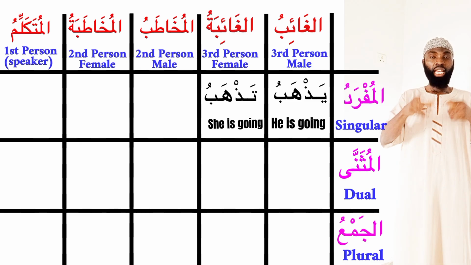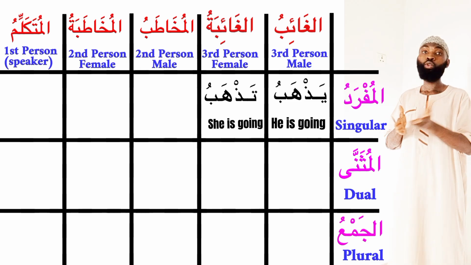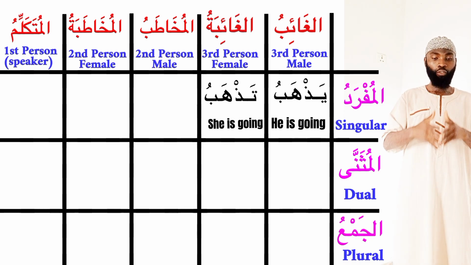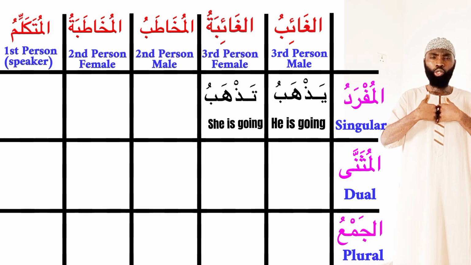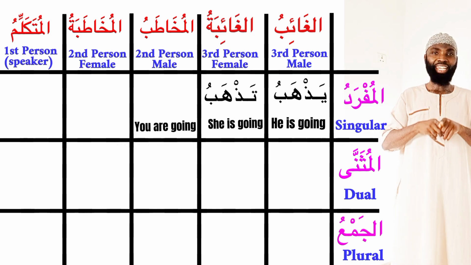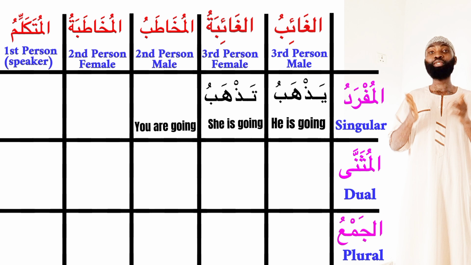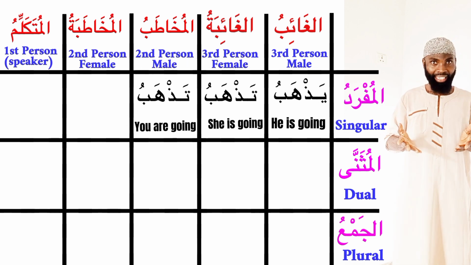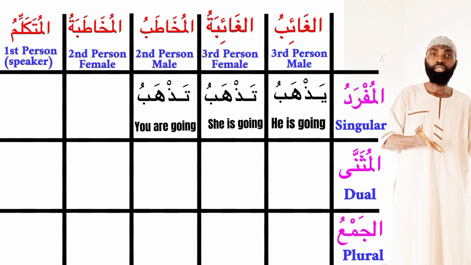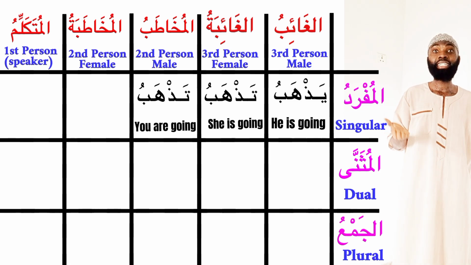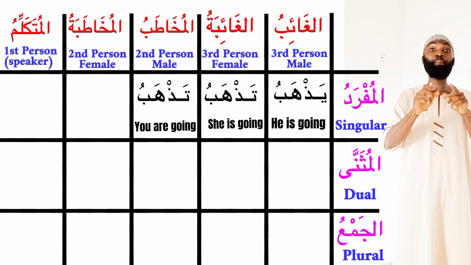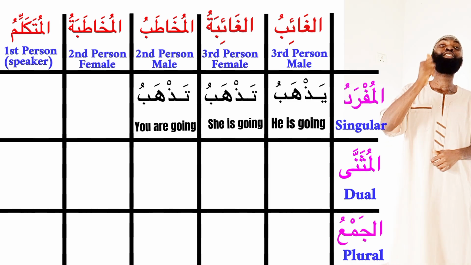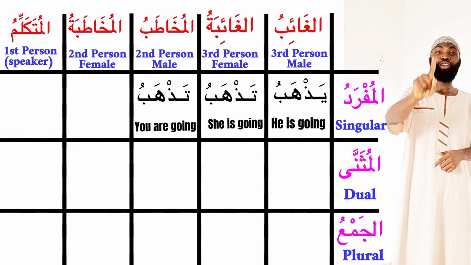Now let's move on to the next column, which is this second person male. The person you are talking to. If the person is a male, we are still in the row of the al-mufrad, the singular. Now a single male in front of you, you are talking to him. How do you say you are going? It will simply be tadhabu. Tadhabu also, yes. You are thinking now that the word tadhabu was just used for the female third person. Yes, the same word is used for the male second person. This is the difference. Tadhabu means she is going. It can also be used as you are going for a male.